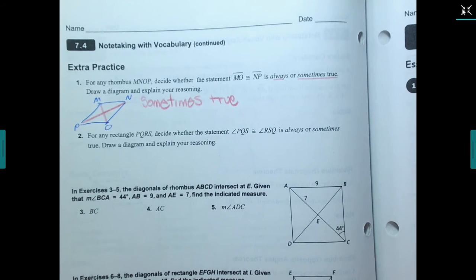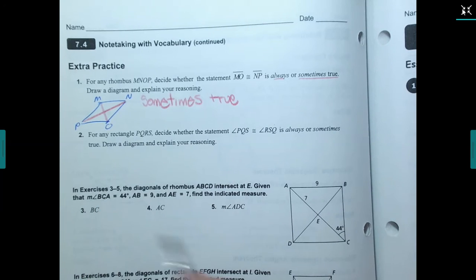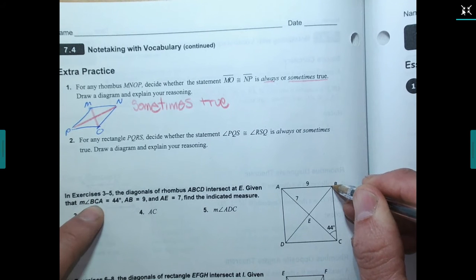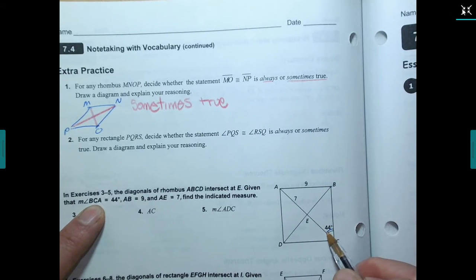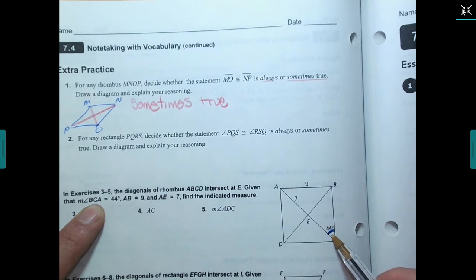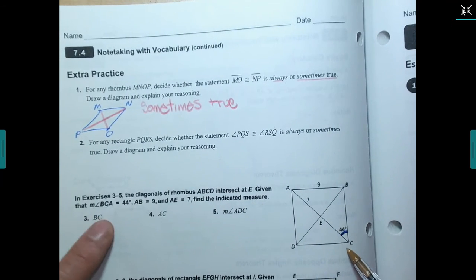Exercise 3 through 5. The diagonals of rhombus ABCD intersect at E, given angle BCA is 44. So this is something you need to practice. BCA, the measure of angle BCA. So I'm going to put my pen on B, and I'm going to go B, C, A. So it is just talking about this angle right here. Okay, that's what I just outlined, B to C to A. So you need to make sure that you understand how to recognize where an angle is.